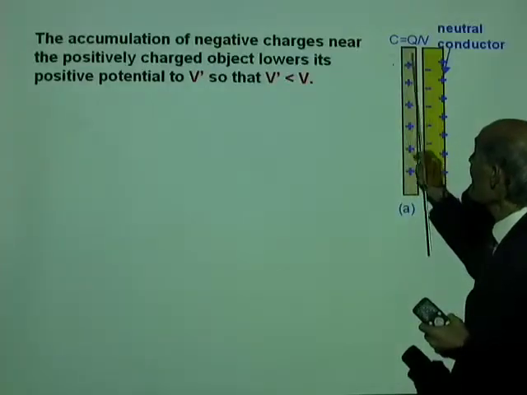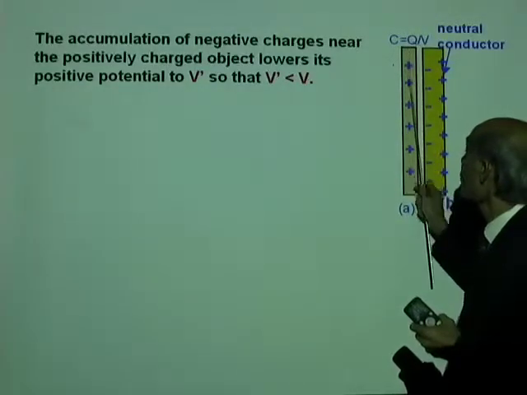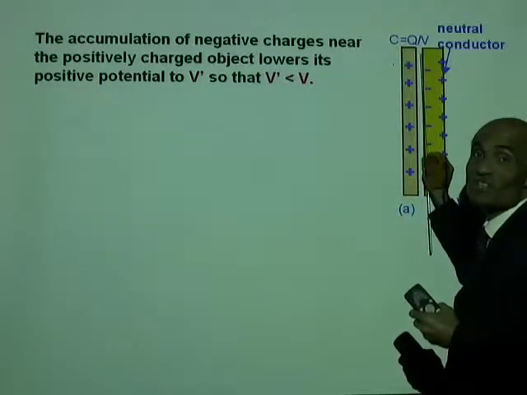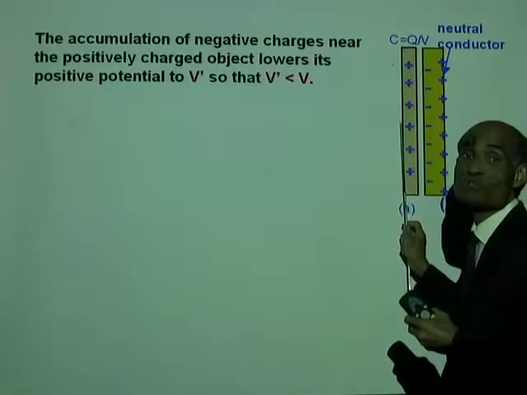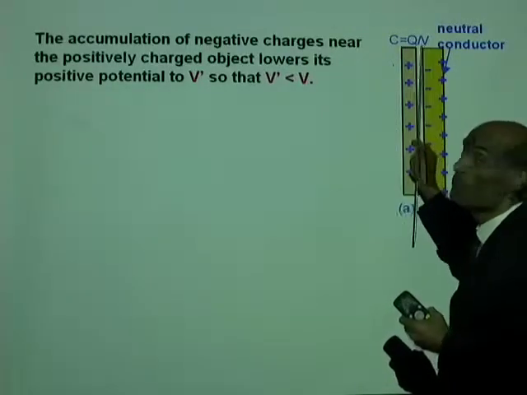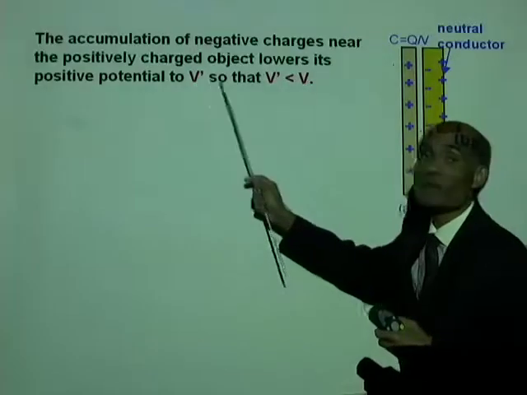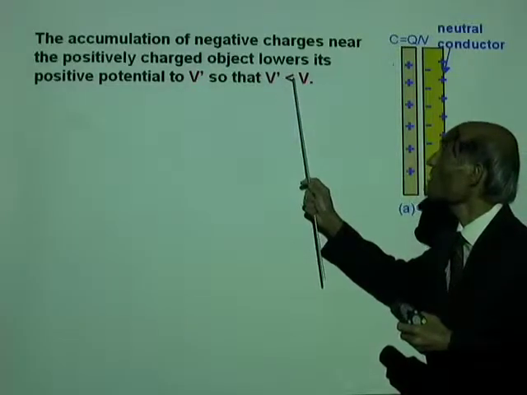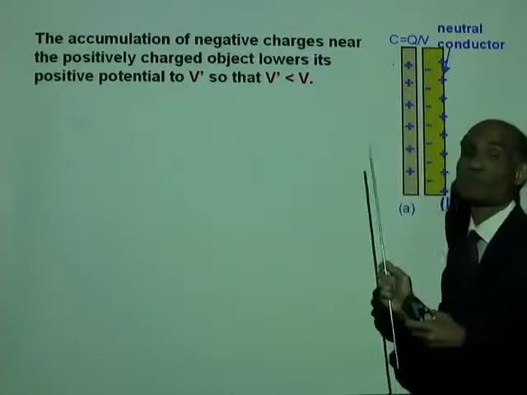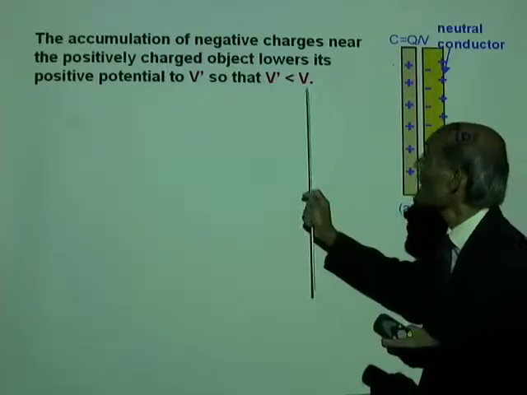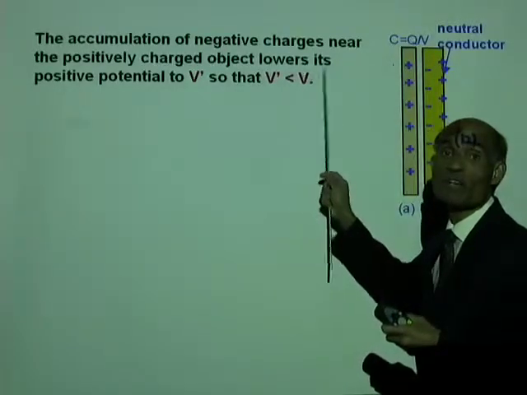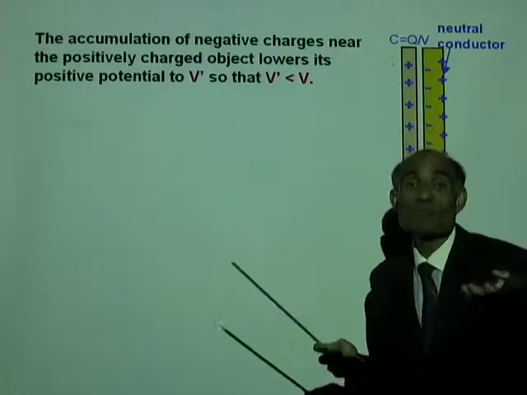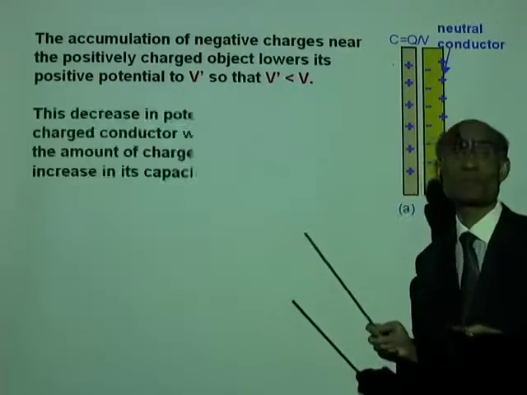That means we haven't changed the amount of charge on this charged object. But by simply bringing a neutral conductor near it, we have reduced the potential. If V prime is the new potential of this conductor, that V prime is less than the original V. That means if you now want the potential back to V, we now need to add more charges. That means we have now increased the capacitance of the conductor.